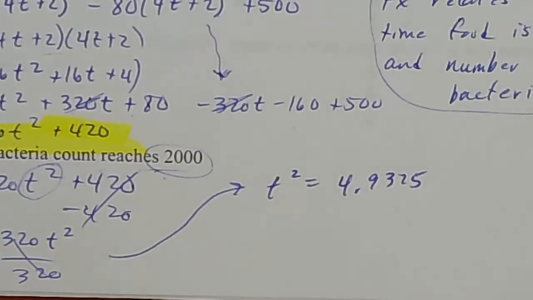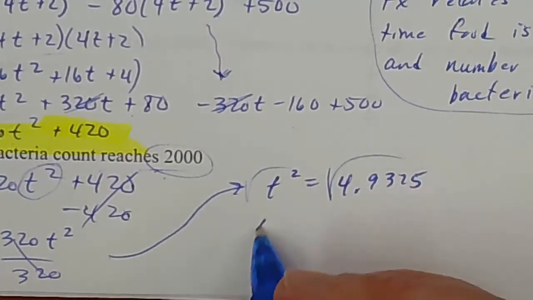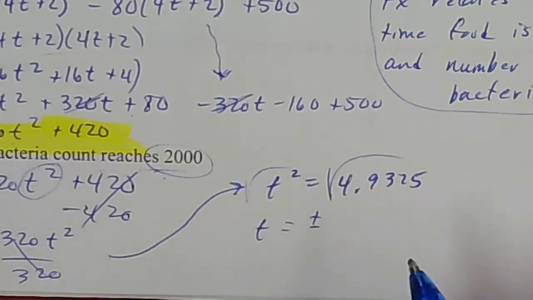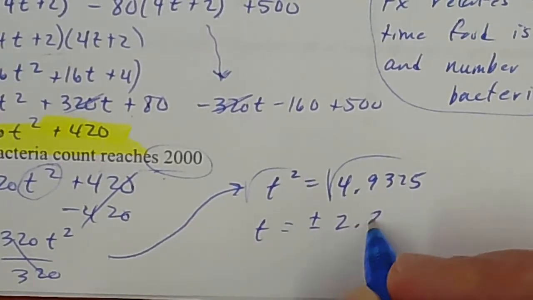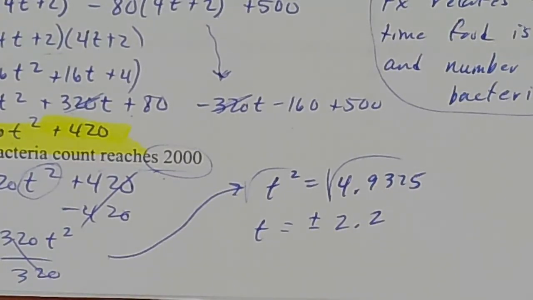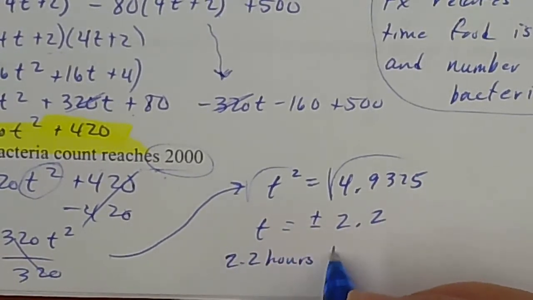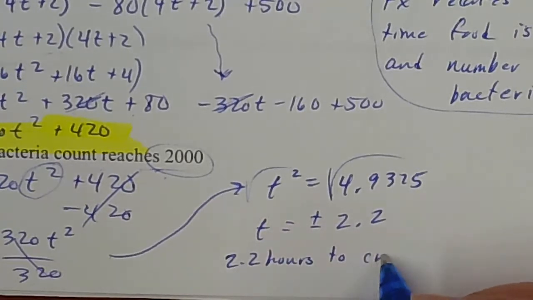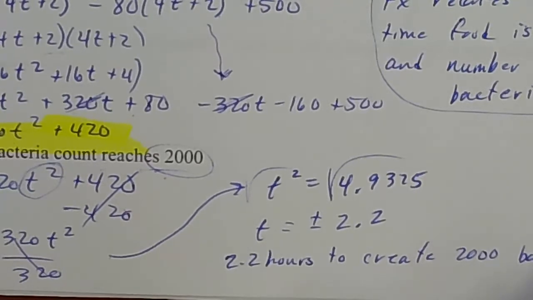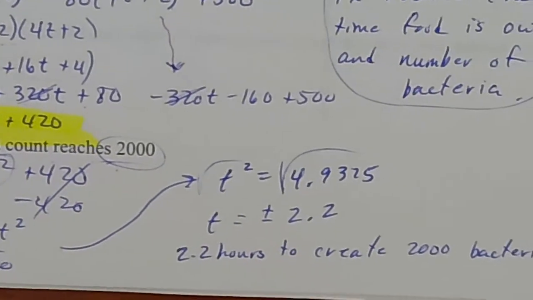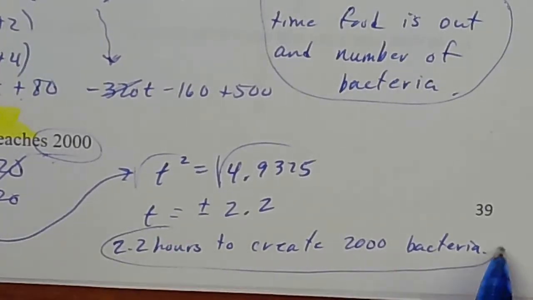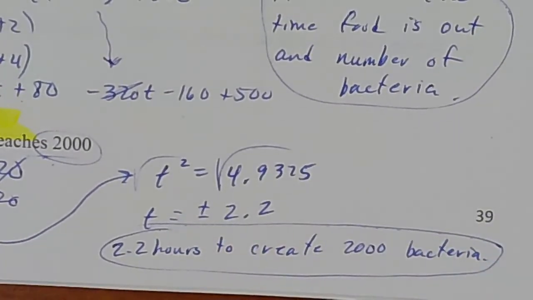All right, just take the square root of both sides. We'll have our answer. So boom, boom, t equals, now we should do plus or minus, and it gives me about 2.2. All right, but we're talking about time. So with an application, we're going to throw out the negative, and we're going to say it takes 2.2 hours to create 2,000 bacteria cells.